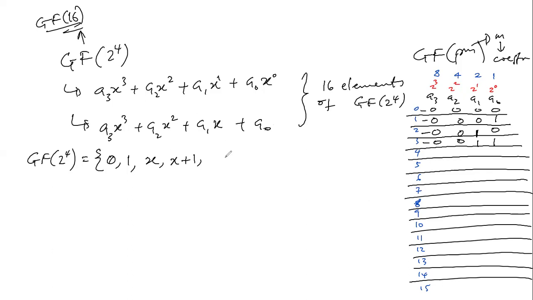So the next element is x squared. So here only 4 is turned on. So 4 is turned on, 8 is turned off, this is turned off, this is turned off. So that's why it's x squared. And the same here, 5. So 1 and 4 are turned on, that's 5, and then 0, 0. So it means we have x squared plus what now? Four is turned on and one is turned on. We have x squared, so that's x squared plus one, right?